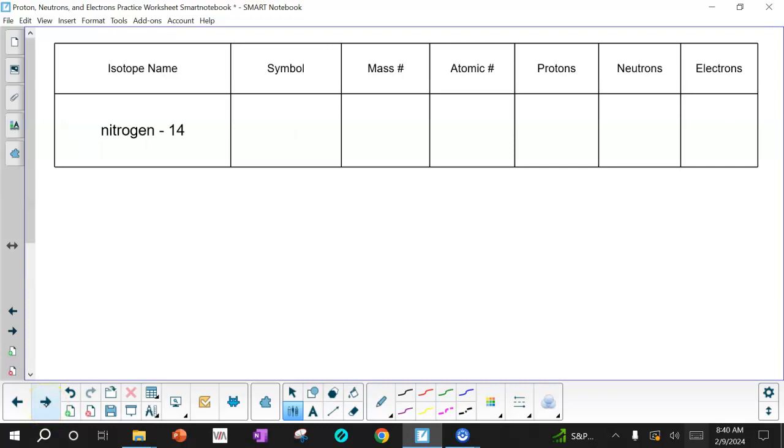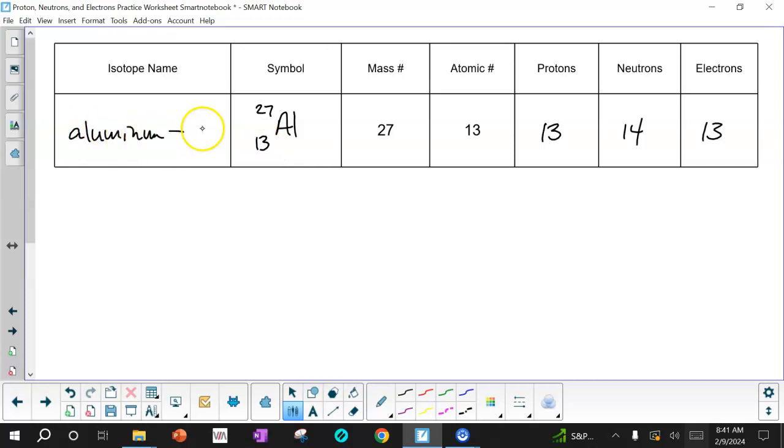Next, nitrogen-14. I know mass is 14. I look on the periodic table, atomic number is 7. That means I have 7 protons. What number plus 7 is 14? 7 neutrons, 7 electrons. Symbol N, 14, 7. Okay, atomic number 13, that tells me I have 13 protons. So what number plus 13 is 27, or 27 minus 13? 14 neutrons, 13 electrons. I look at my periodic table. Aluminum has an atomic number of 13. Mass is 27. 13 is the atomic number.